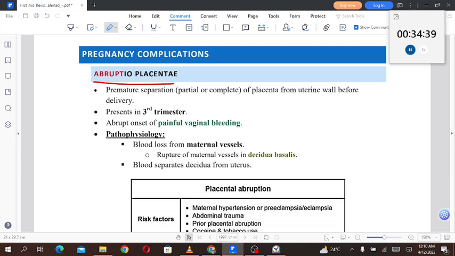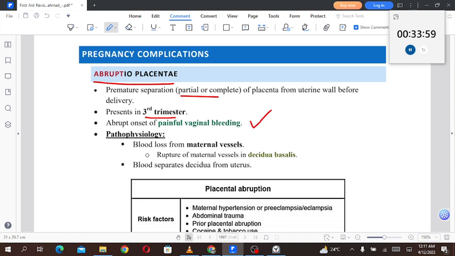We know that, whenever the normal delivery is taking place, first the baby is delivered, and a few minutes or a few hours after that, the placenta is delivered. So placenta is basically separated from the endometrial wall after the delivery of the baby. So normally it must be adherent to the endometrium throughout the course of the gestation. But if there is some premature separation of the placenta, that is called abruptio placenta. That can either be partial or complete. Okay, so it presents in the third trimester, with abrupt onset of painful vaginal bleeding.